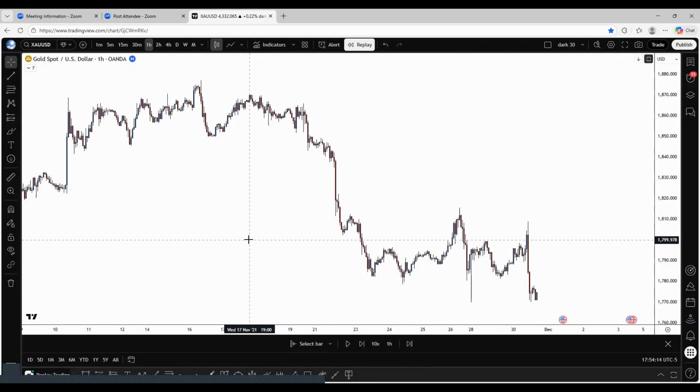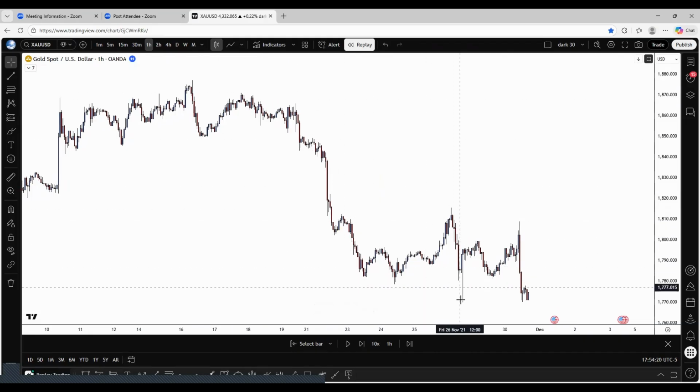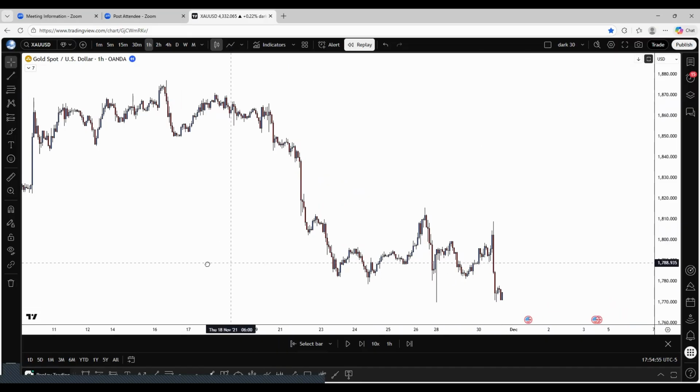Right now I'm on the 1 hour, and as you can see, the 1 hour was going in a downtrend: higher high, lower high, lower low, lower high, lower low, lower high. Now when we get to right here, it came to this point twice and started to create support, or looked like it was starting to create support, let's put it like that.